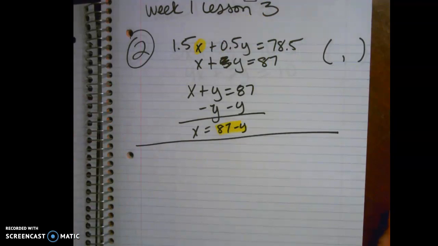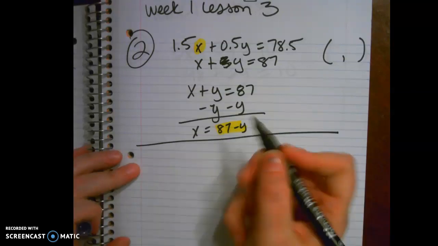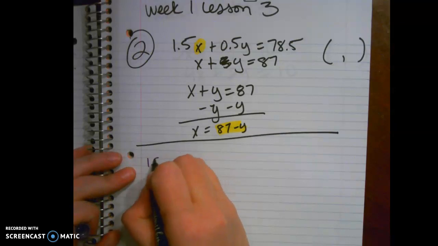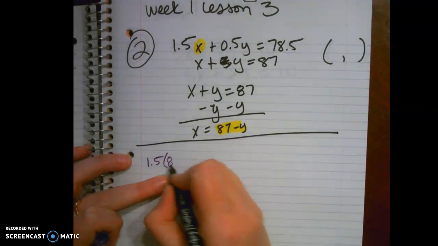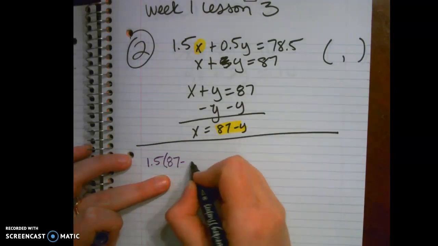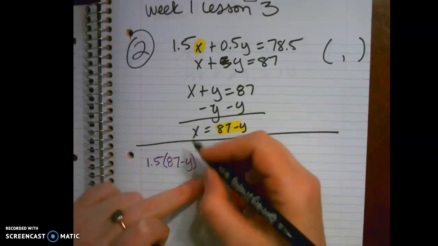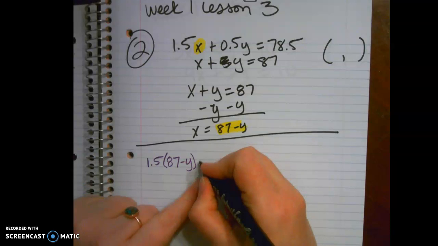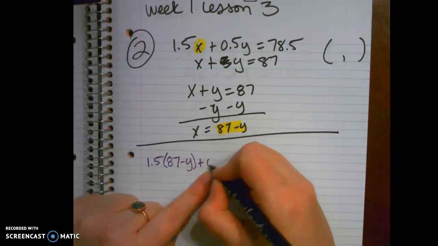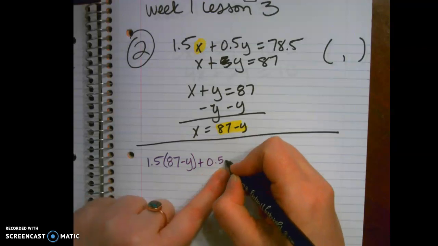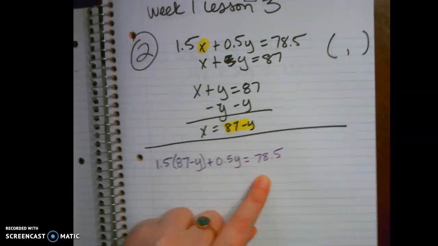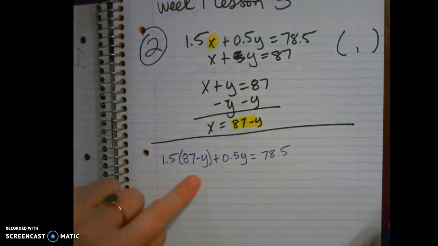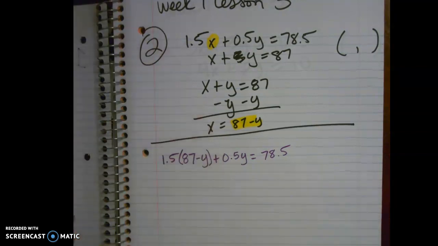So, we're going to do 1.5 times 87 minus y plus 0.5y equals 78.5. That part didn't change. Nothing special there. Okay. Totally cool, right? Awesome.